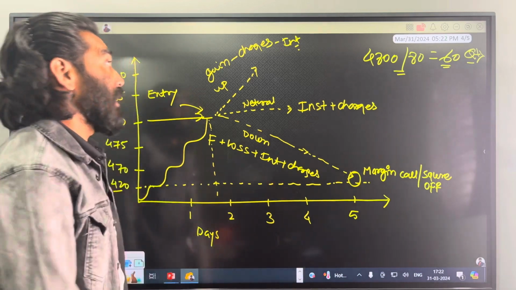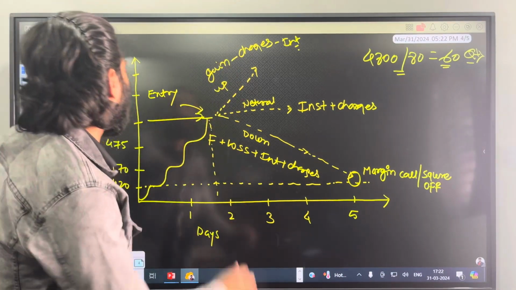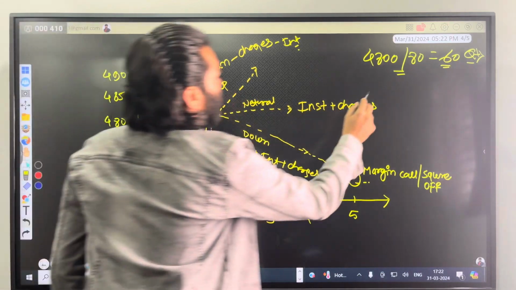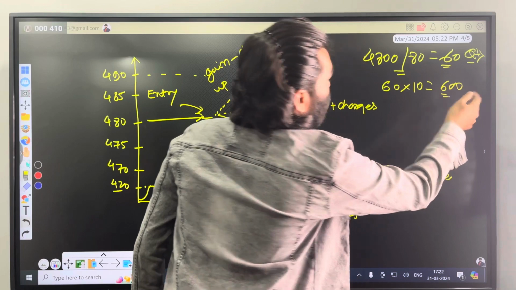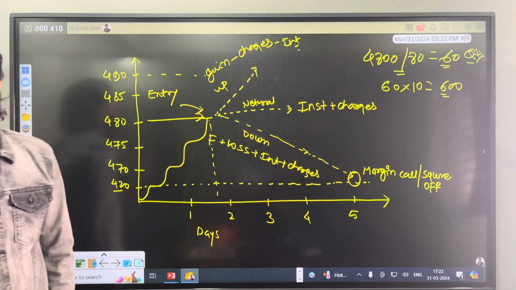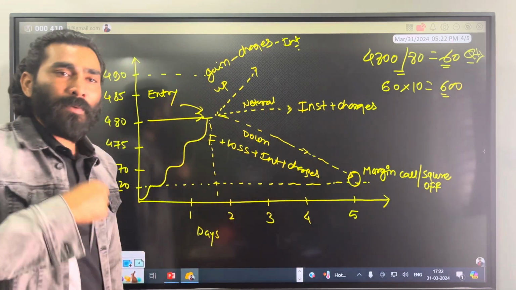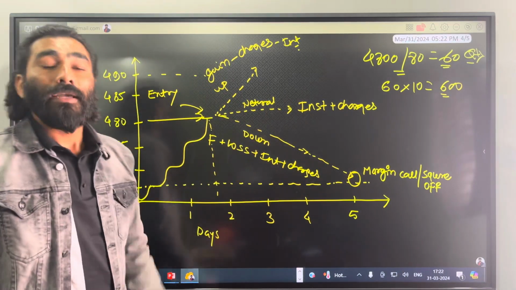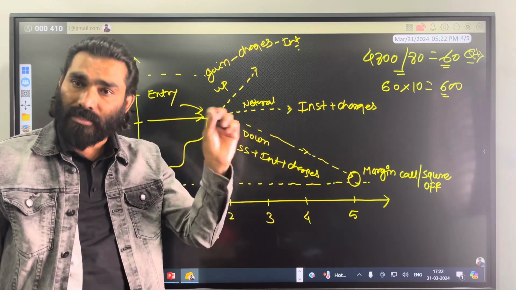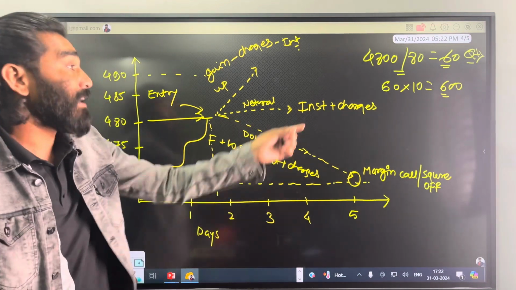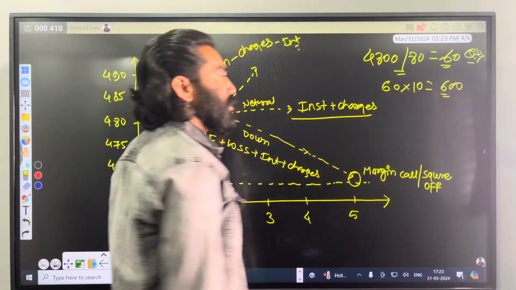Now, additionally, the most important part is what if the market goes up and reaches, let's say, 490? 60 into 10, so it would be around 600. Your gross profit would be around 600. What if the market is at the same price after maybe 1 week, 2 weeks? Margin means loans. Loans come with interest payment and additional costs, stamp duty and all other expenses, including broker charges. So you will have to pay interest plus charges.